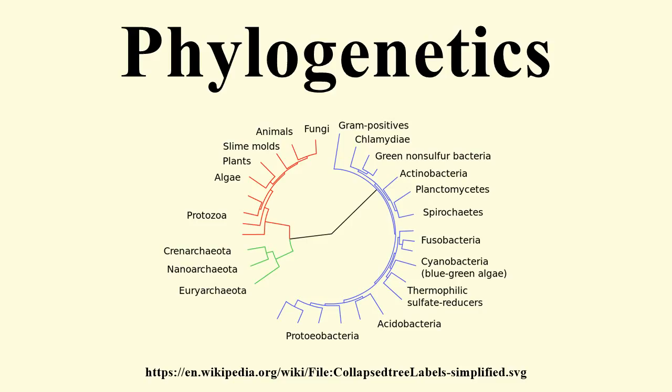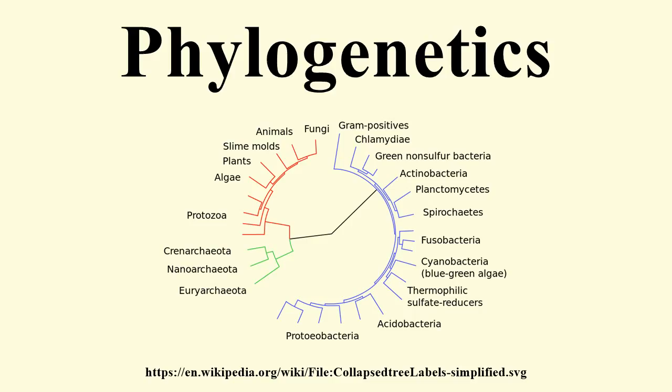Bibliography: Schuh, Randall T.; Brower, Andrew V. Z. Biological Systematics: Principles and Applications. Ithaca: Comstock Pub. Associates, Cornell University Press. Forster, Peter; Renfrew, Colin, eds. Phylogenetic Methods and the Prehistory of Languages. McDonald Institute Press, University of Cambridge.